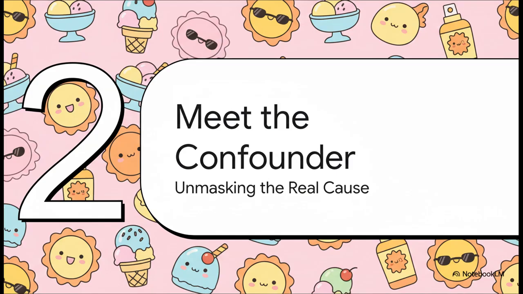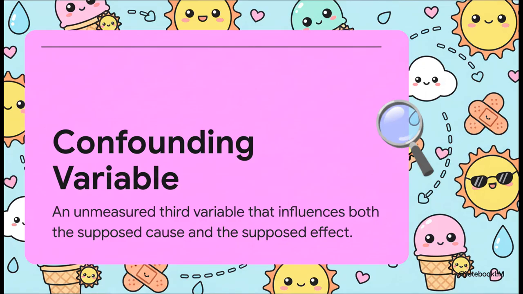It's time to formally meet the confounding variable. Yeah, that's the official technical name for this secret agent we've been hunting. So what exactly is it? Well, a confounding variable, or just a confounder for short, is this unmeasured third thing that's messing with our results. It influences both our supposed cause, the ice cream, and our supposed effect, the sunburns.